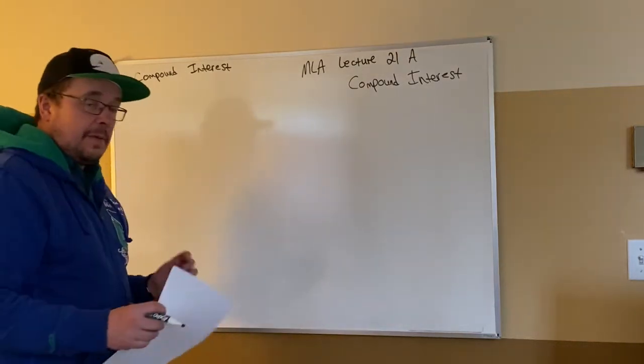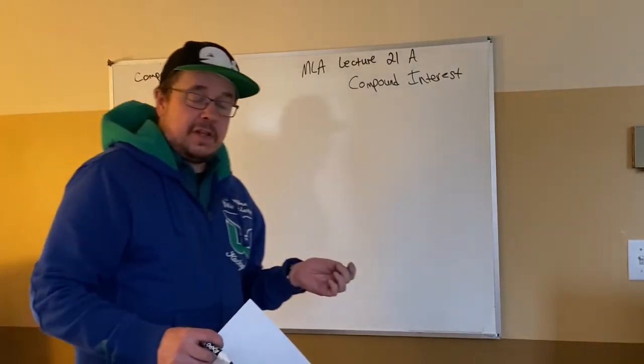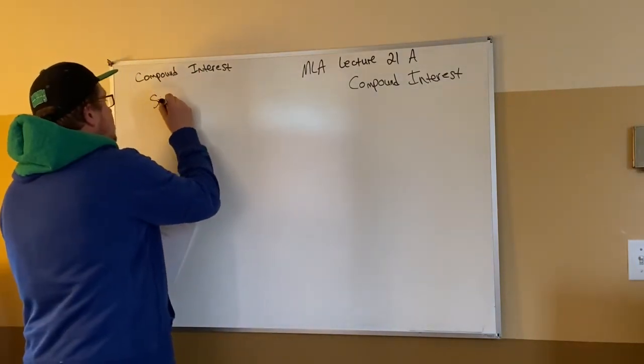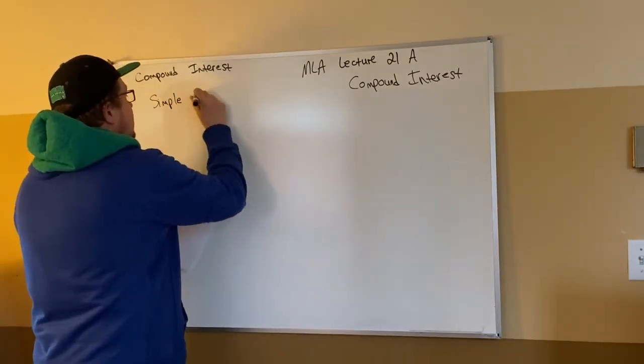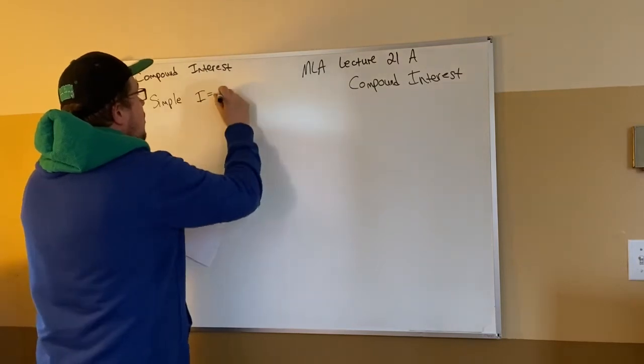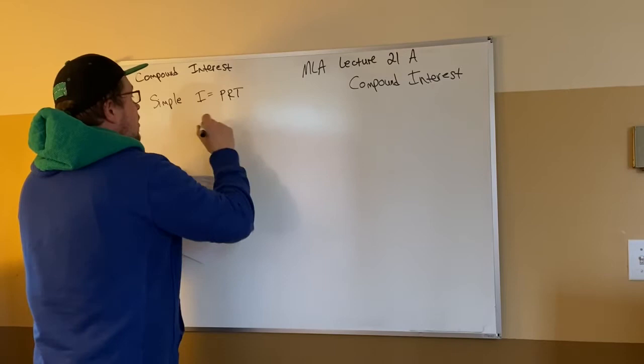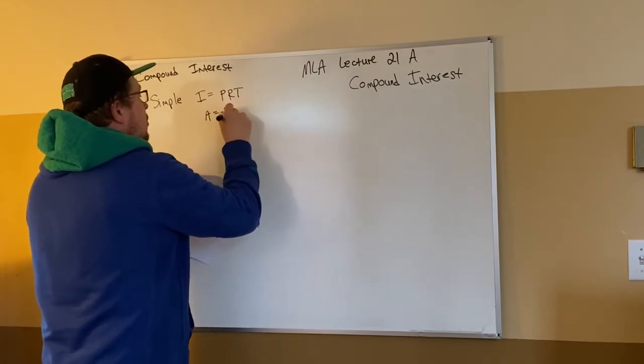Okay, we're looking at compound interest today. Previously, we'd taken a look at simple interest. Simple interest went like this: your interest equals your principal times your rate times the amount of time that you were in, and your account balance equals your principal plus I.